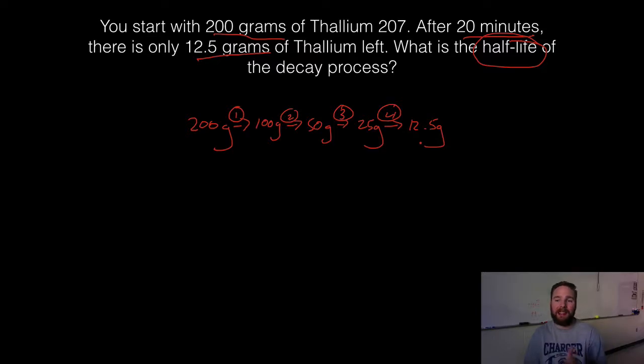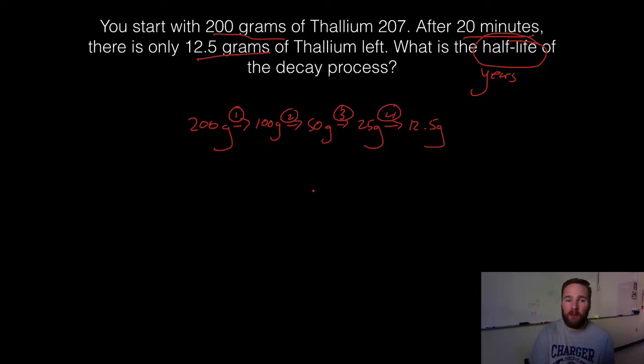So it says, what is the half-life of the decay process? Notice half-life is going to be in minutes. They don't want to know how many half-lives. They want to know what is the half-life. What is 1 half-life? So what do we do here?